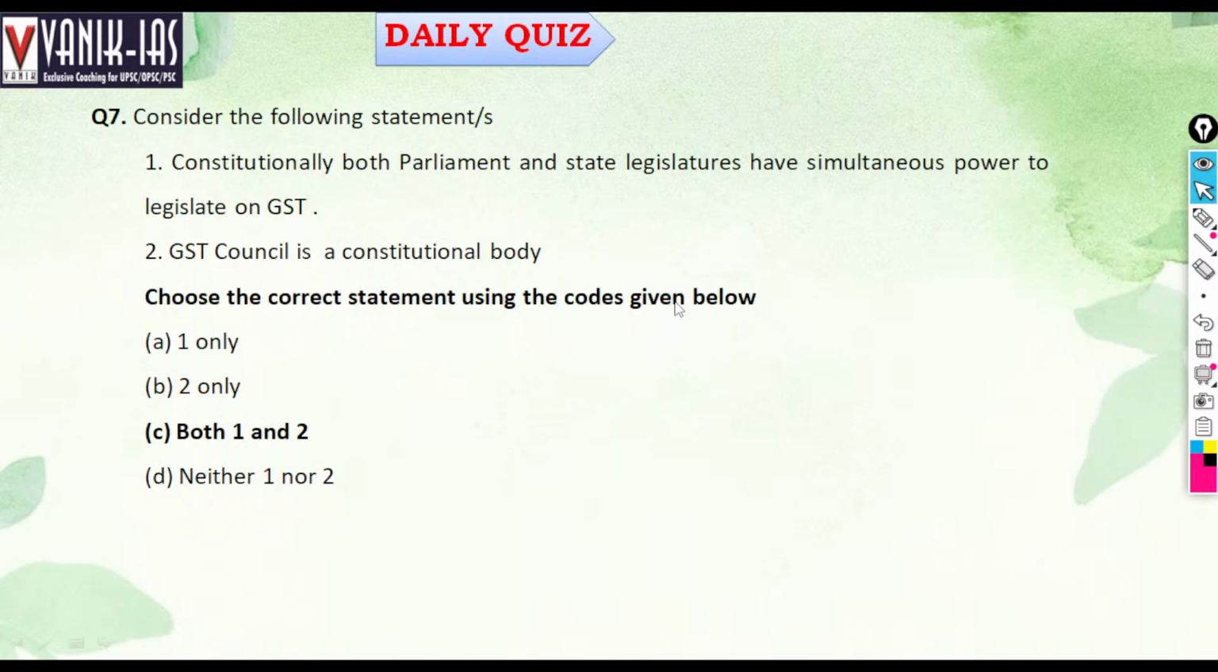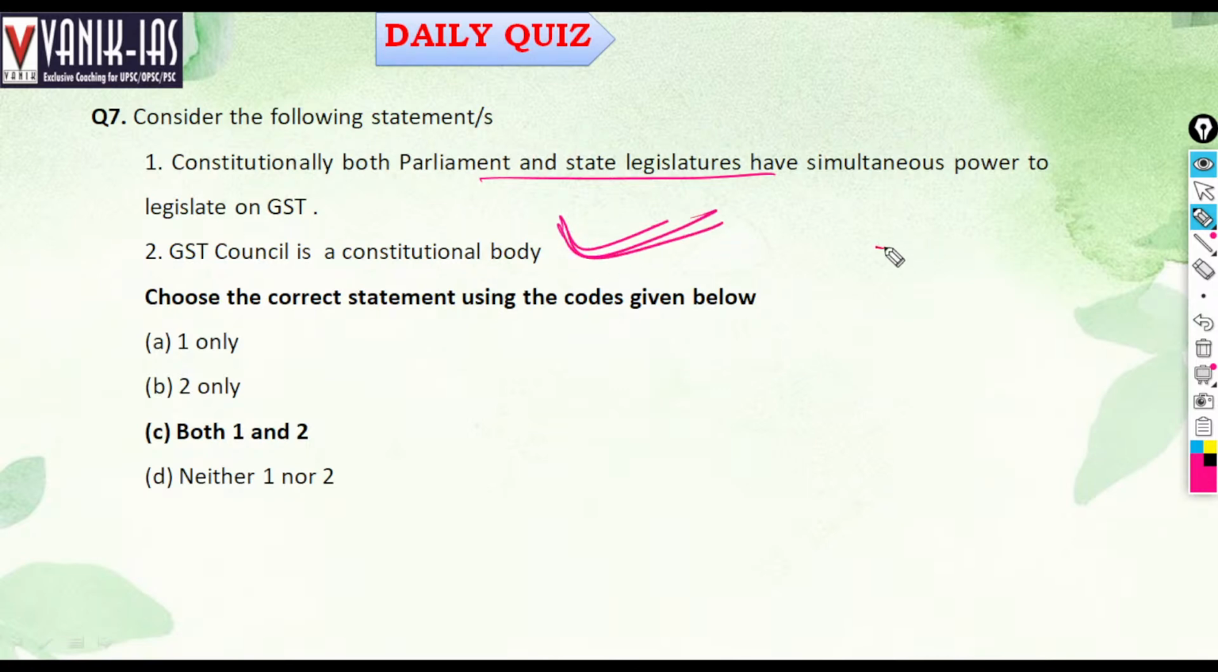Consider the following statements. Constitutionally, both Parliament and state legislatures have similar power to legislate on GST. Similar power, yes. They have simultaneous power, both Parliament and state legislature. GST Council is a constitutional body. Yes, it is a constitutional body, right?